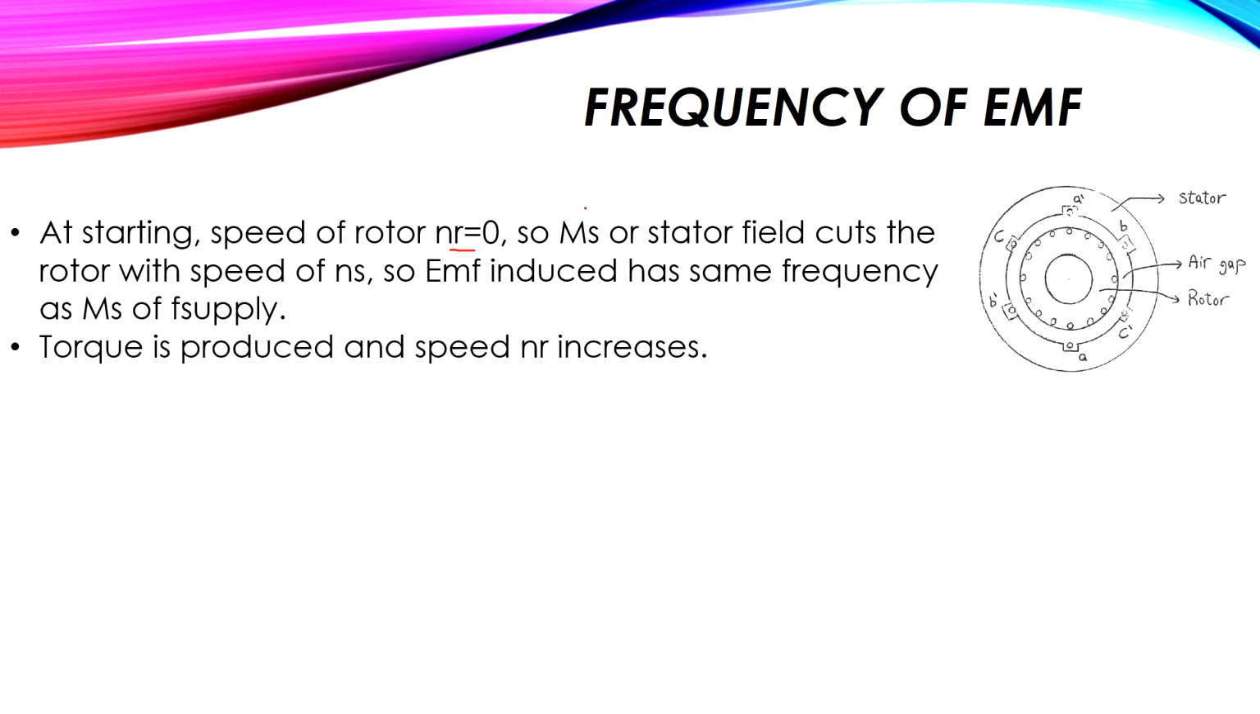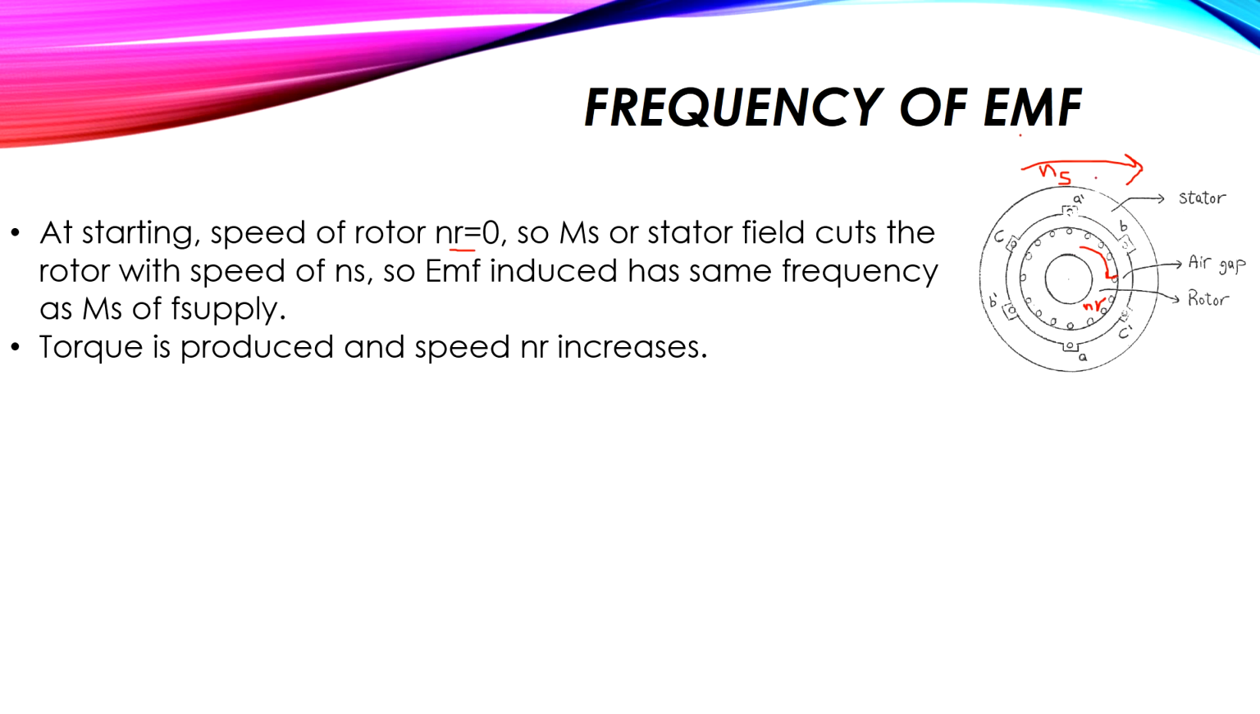Now the torque is produced, as we said before, and the speed nr starts to increase. So what happens in this case? The rotating magnetic field will have a speed of ns, and the rotor itself rotates with nr after the torque is produced. So what is now the frequency of cutting? The frequency of cutting means the rate at which this field cuts the rotor.